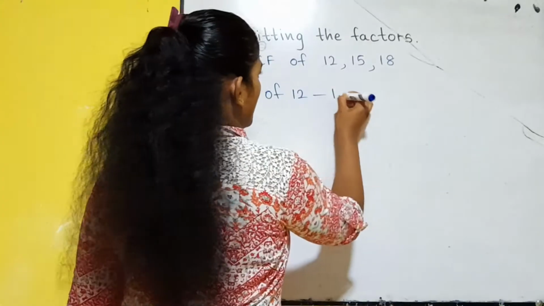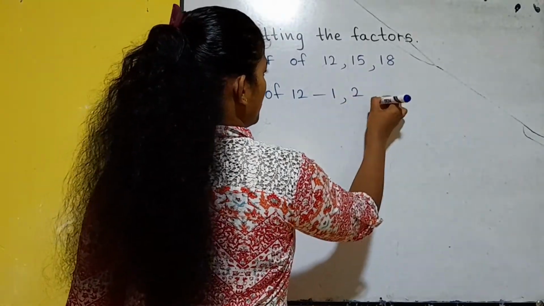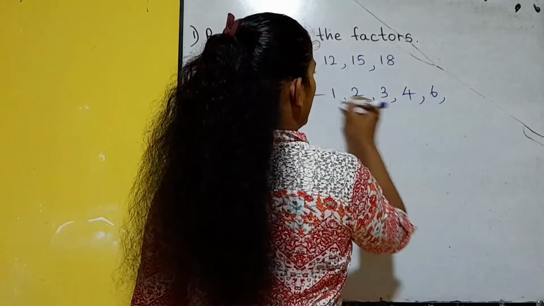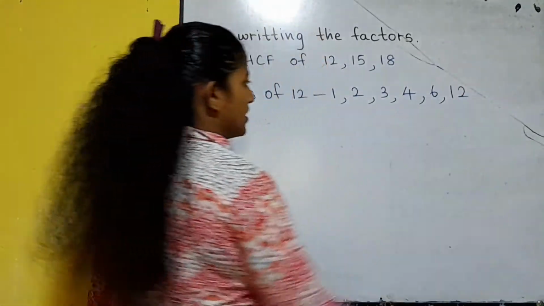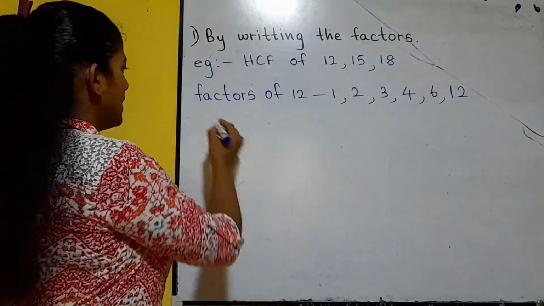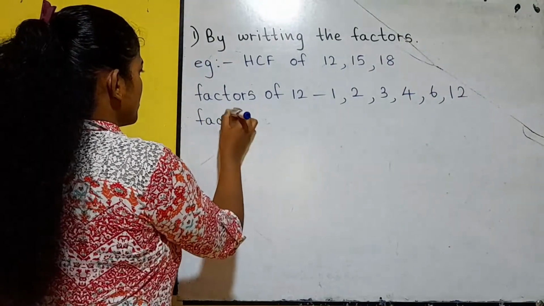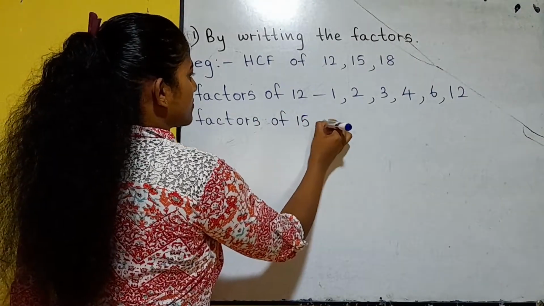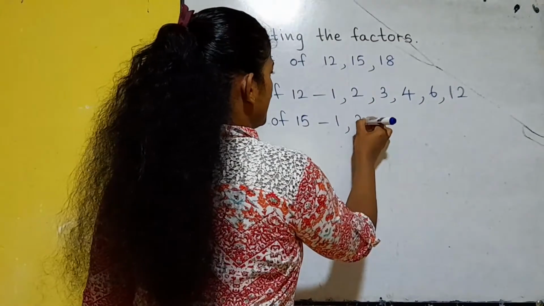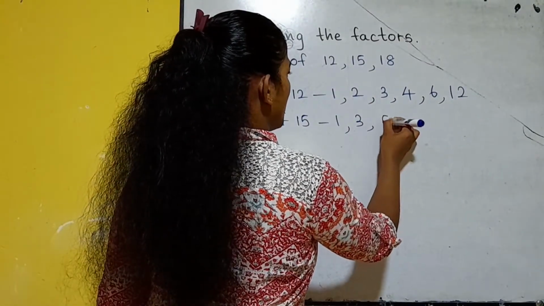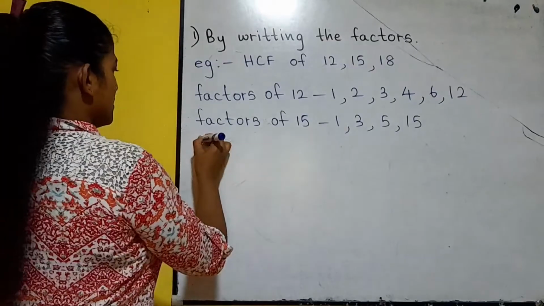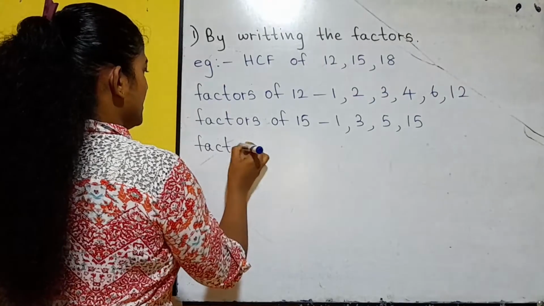First factor is 1, then this is divisible by 2, 3, then 3 into 4 is 12, so 4 is also a factor, then 2 times 6, then 1 times 12. So these are all the factors. Then factors of 15. 1 is a factor, then 3. 3 into 5 is 15, then 1 into 15.